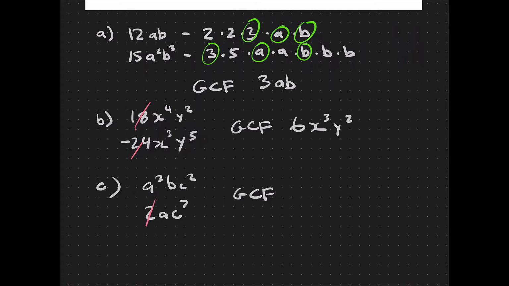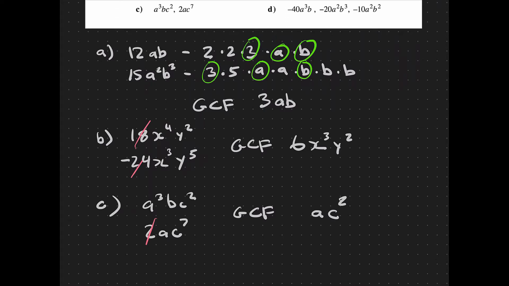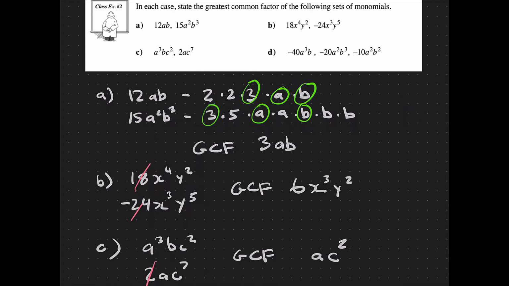How many a's do I have? Well, the most I have in one of these is 1, so an a is common. And what about b's? Are b's common? No, there's a b in the top one but not the bottom one. And with c's, I've only got 2 of them that are common between the two, so the greatest common factor for this one is going to be ac squared.